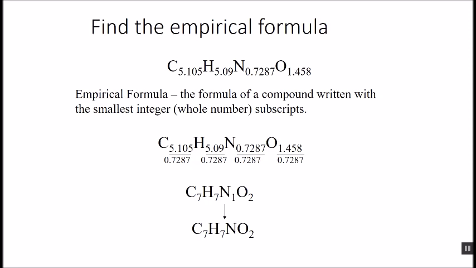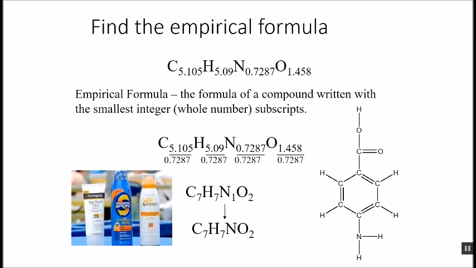Now, did we get it right? That's the next question, of course. So let's have a look at the structure for para-aminobenzoic acid and see if we got it right. There's 1, 2, 3, 4, 5, 6, 7 carbons, 7 hydrogens, an oxygen here and here, and a nitrogen. So yep, we got it right. That's how you do it. And that's the compound that you find in old sunscreen. This is a UV absorbing compound, and we can get the empirical formula of it just from the percent masses.